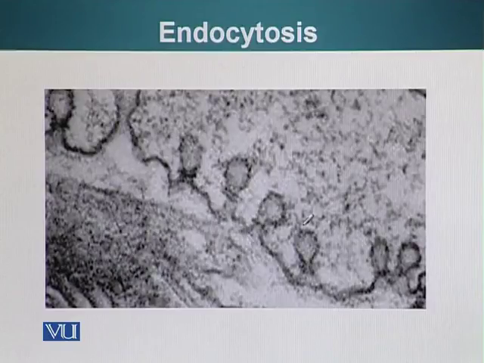Here is an electron micrograph showing the process of a phagocyte ingesting. You can see the vesicle is being formed. The membrane is invaginating itself. It is folding inside, and once it does that, there are special proteins that basically tighten up at the junctional part of this membrane, and ultimately it is cut off and a vesicle is then released in the cytoplasm.